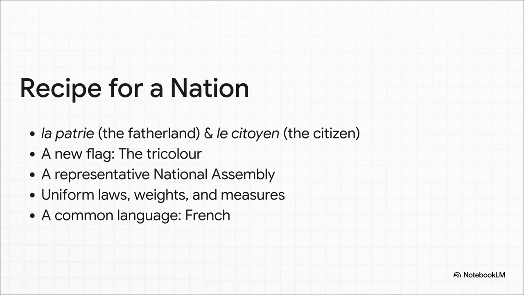So what were the ingredients? You had the idea of la patrie, the fatherland, and le citoyen, the citizen. You throw in a new flag, the tricolor, to replace the old royal one. You add a national assembly so that people have a voice. And then you bind it all together with one common language and one set of laws for everybody. These were all real, practical things you could do to make millions of individuals feel like one collective whole.